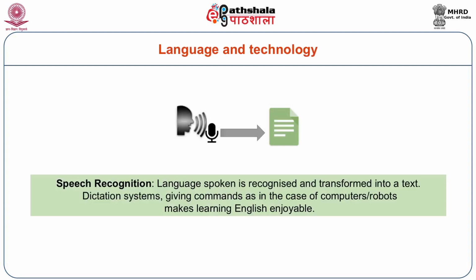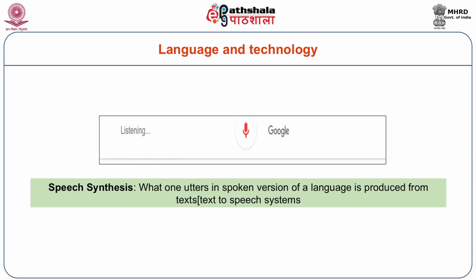Now, various things that help is speech recognition. Language spoken is recognized and transformed into a text. Dictation systems, giving commands, as in the case of computer robots, make learning English enjoyable and easy as well. Speech synthesis: what one utters in a spoken version of a language is produced from a text to speech system.